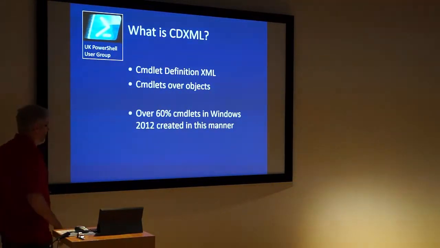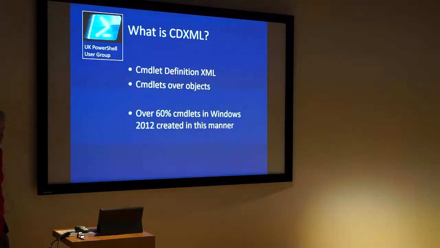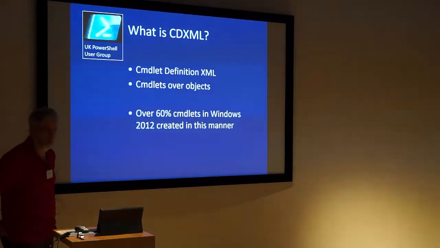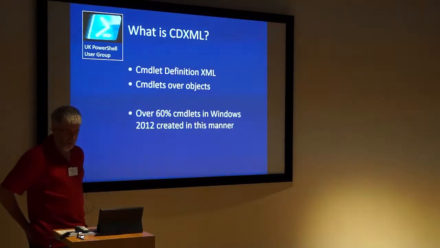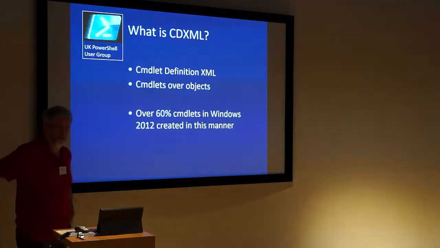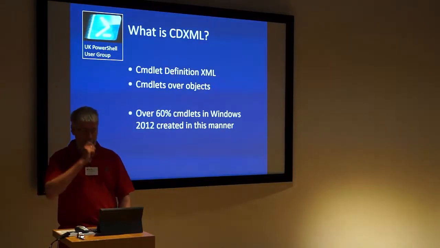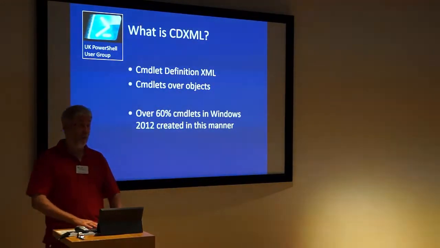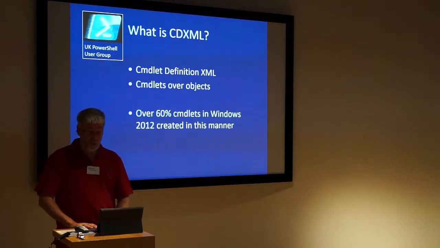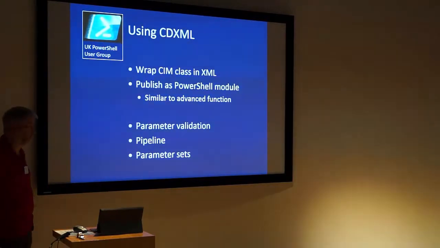The important thing about this is this bottom bit. About 60% of the cmdlets in Windows 2012 were created in this manner because it's quite easy to create a WMI provider with the new API, wrap it in some XML, and hey, you've got a module you can ship. And all PowerShell users love you because you can now manage your DNS server or your DHCP server, or your network connections or lots of other things in a very, very easy manner. So you take the same class, you wrap it in this XML, which I'll show you.